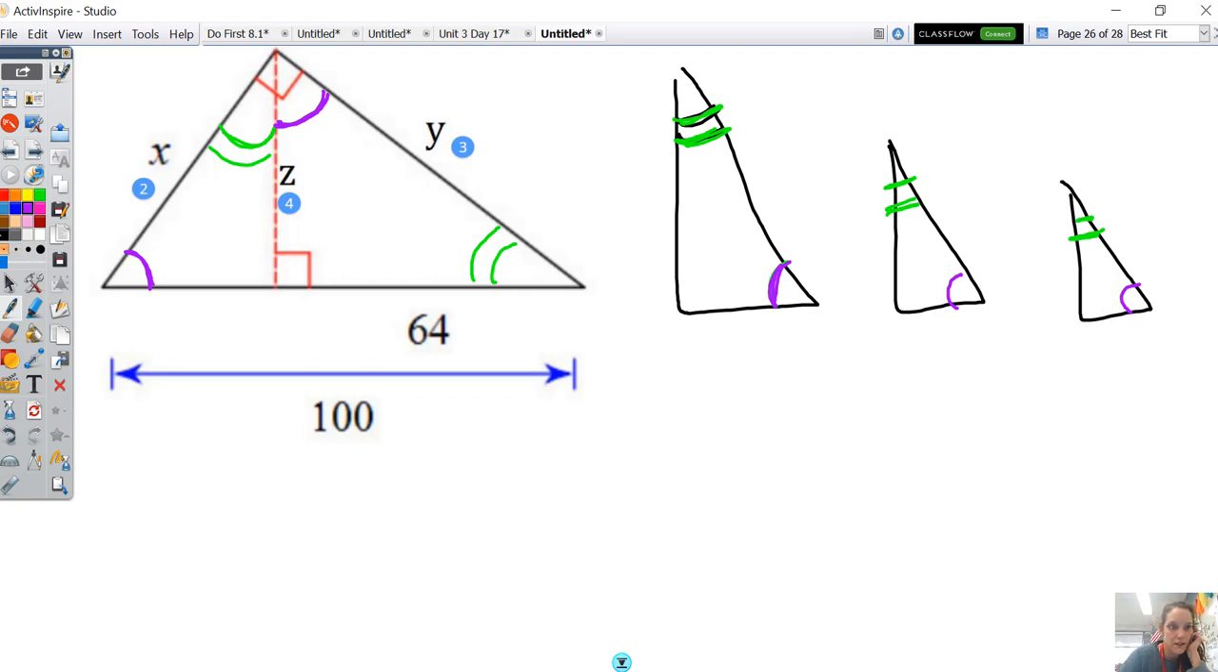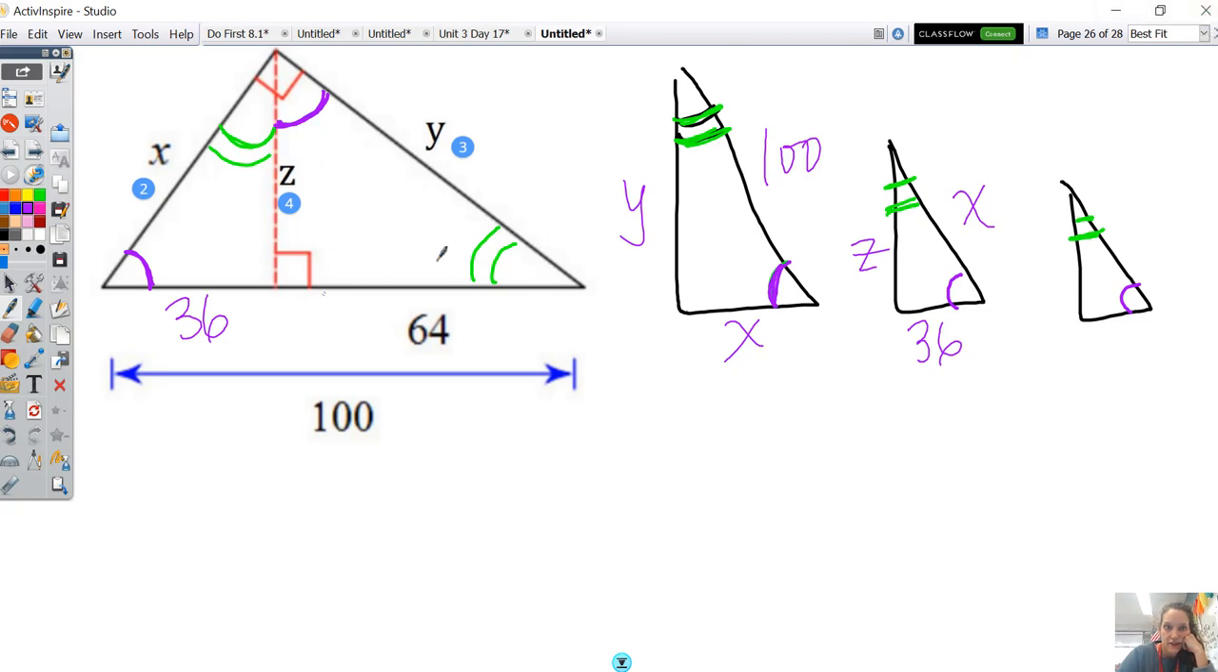So on our big triangle, across from the green angle is X, across from the purple angle is Y, and then the hypotenuse is 100. On this small triangle, across from the purple angle is Z, across from the green angle is whatever 100 minus 64 is, which is 36. And then the hypotenuse across from the 90 is X.